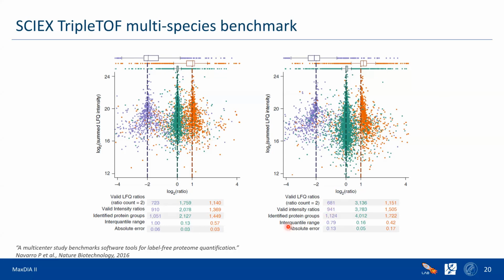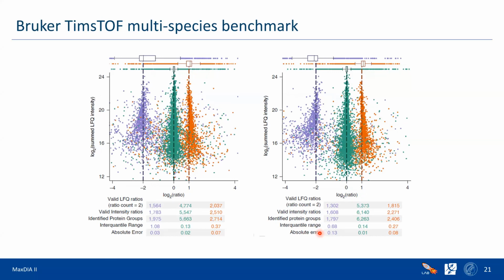And in terms of quantification, you can also check that it's very similar, and that basically shows that MaxLFQ works well, not just on library-based DIA experiments with a measured library, but also on discovery, on the predicted library. We checked that on a SCIEX TripleTOF, but we also checked that on a Bruker timsTOF.